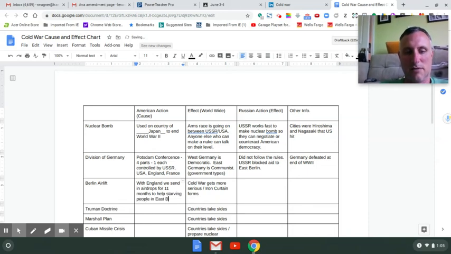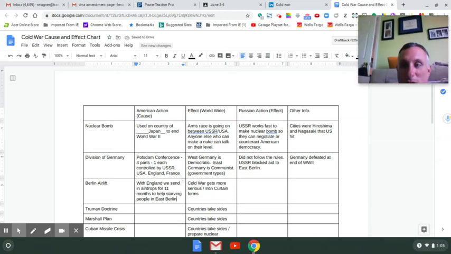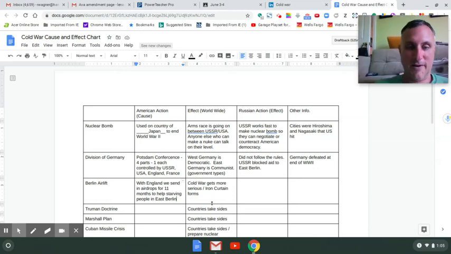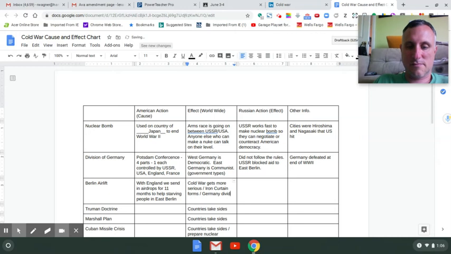in East Berlin. Because if you're communist controlled, that means you have very little and you have to share it all equally. That's the whole idea behind communism, right? Cold War gets more serious and the Iron Curtain forms, and Germany divided into 2 halves.